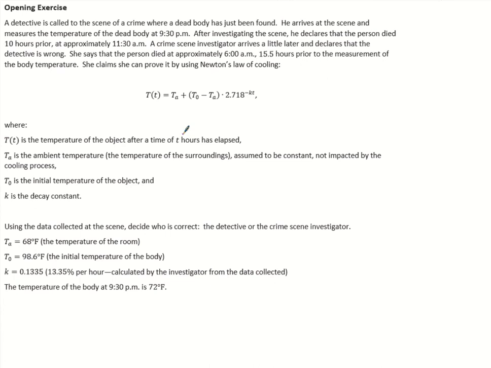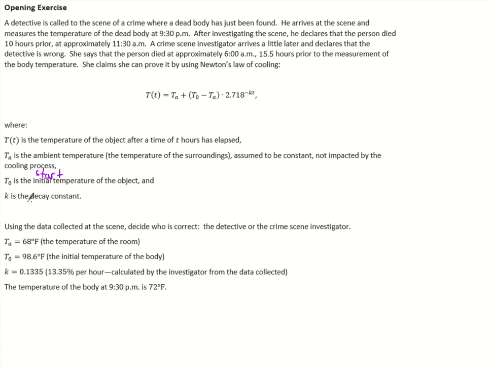T sub A is our ambient temperature. But what does ambient temperature mean? Ambient temperature is how hot or cold the temperature of the surroundings is. And we assume that the temperature of the surroundings is going to be the same temperature the entire time. T sub 0 is our initial temperature of the object, which is our temperature at the start. Initial means start. So initial temperature is going to be our starting temperature.